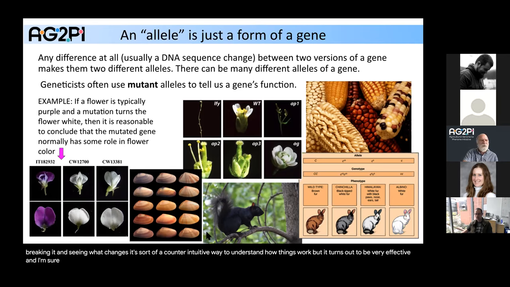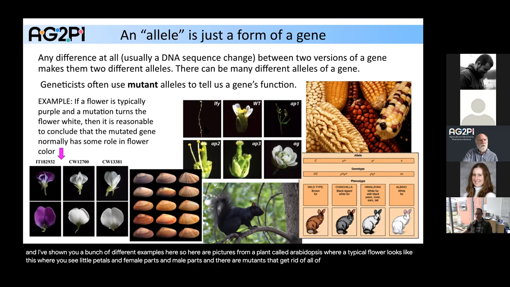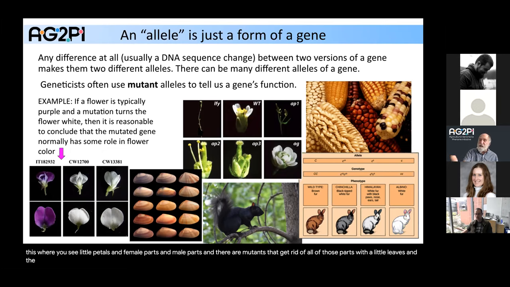And I've shown you a bunch of different examples here. So here are pictures from a plant called Arabidopsis, where a typical flower looks like this, where you see little petals and female parts and male parts. And there are mutants that get rid of all of those parts and end up replacing them with little leaves. And the gene that gets changed, you can then conclude, is important for specifying make a flower here. Because if I break it, I don't make a flower.